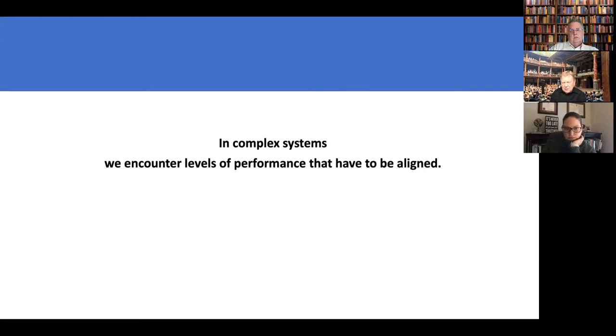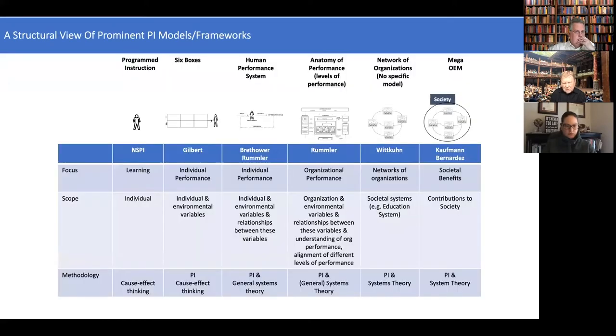So in complex systems, and the work I deal with is fairly complex systems, you encounter all those levels, and all those levels have to be aligned in some way. If you don't align them, you're not going to be able to solve the major problems of organizations. So that's just a review. When we start looking at it, you've got to think not only of individual learners, but you've got to think of the individual learners in some type of performance system.